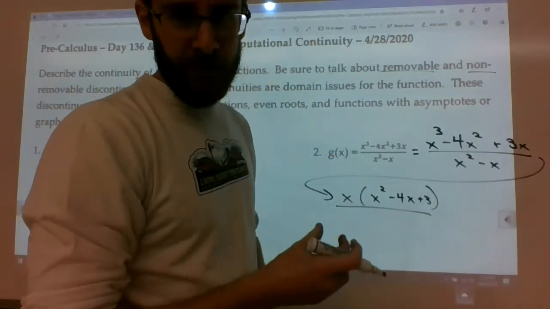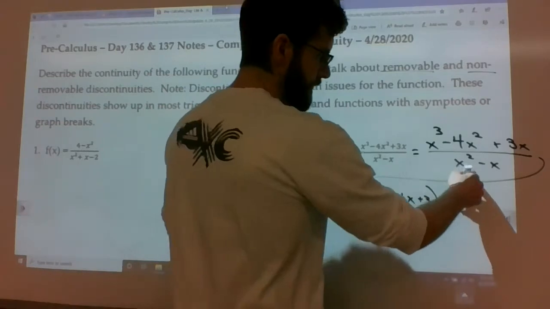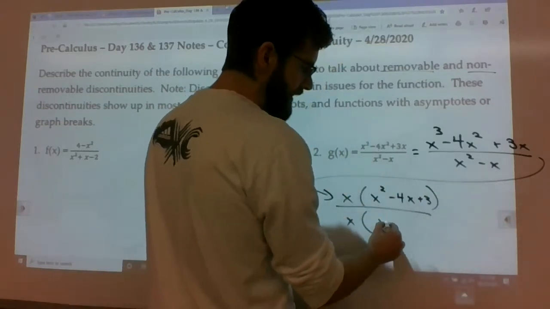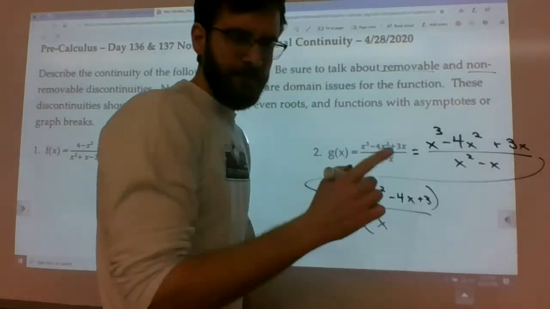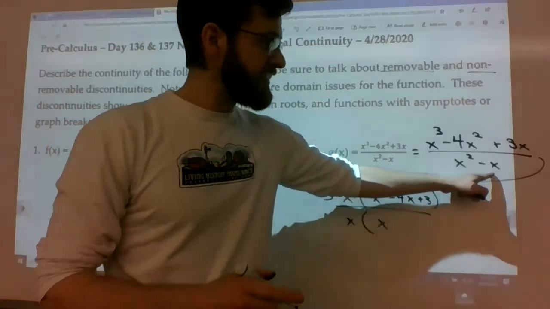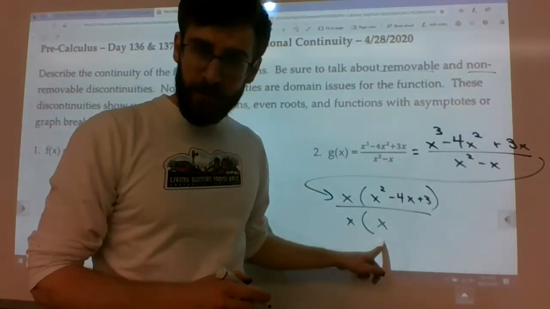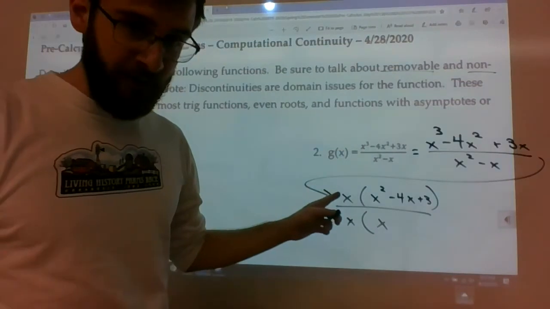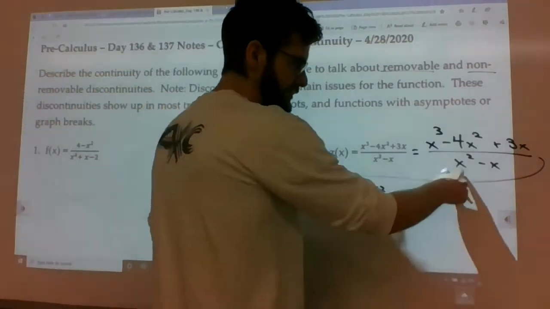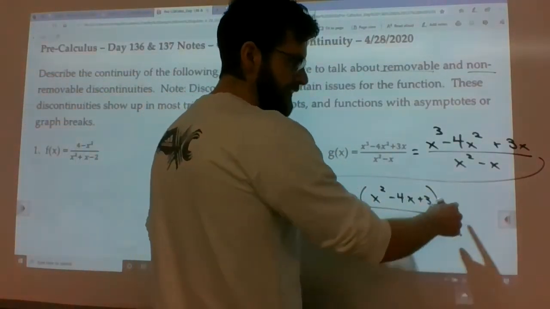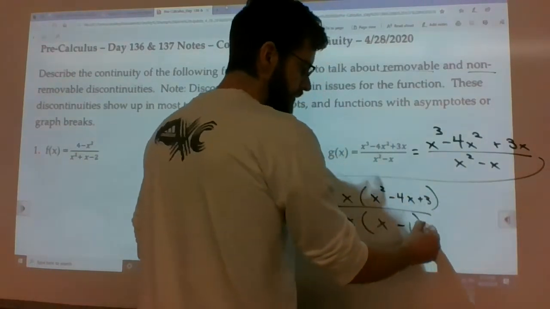Additionally, I can take out an x from the bottom, leaving me with x and then 1 less x. Now, don't make the mistake of just erasing the x and saying that's all that's left on the bottom. You have to have a placeholder for factoring. So x times x is x squared. X times blank gives you negative x. Well, it's got to be negative 1.